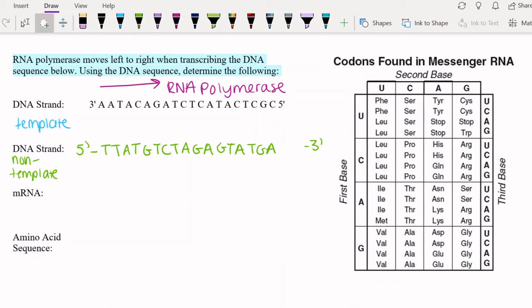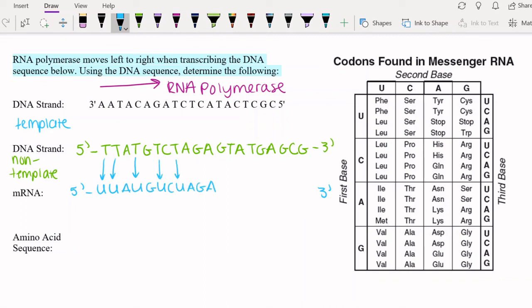To get the other DNA strand's code, we just need to use base pairing rules. Adenine pairs with thymine, and cytosine pairs with guanine. Next, mRNA. mRNA is built 5' to 3'. The mRNA is complementary to the template strand, and it has the same bases as the non-template or coding strand. So, we can copy the sequence of the non-template strand, except using uracil instead of thymine because this is RNA.